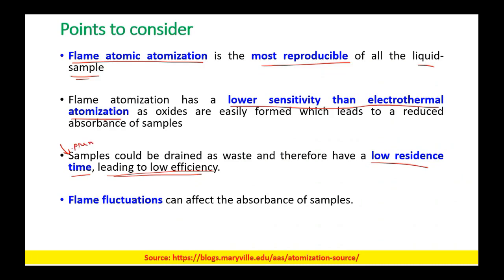And lastly, this is basically for the premix burner flame atomizer. And lastly, the flame fluctuations can affect the absorbance of the samples.